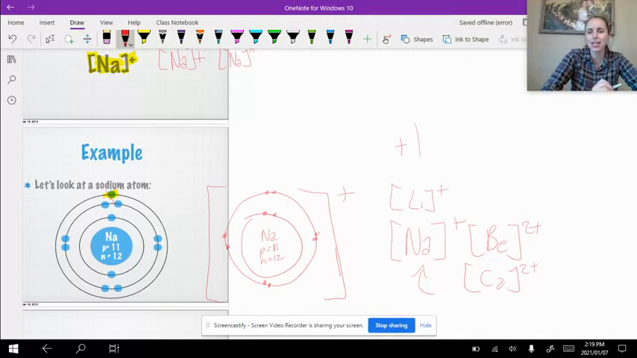In fact, anything that's in that second column is going to have a charge of 2 plus. So on my periodic table, I would go ahead and write a big plus 2 at the top, because anything that's in that column is going to have a charge of plus 2.